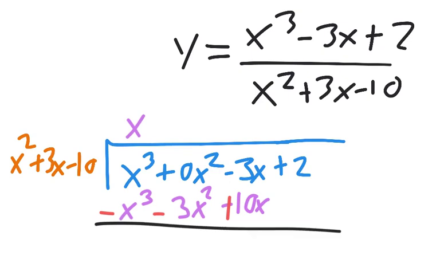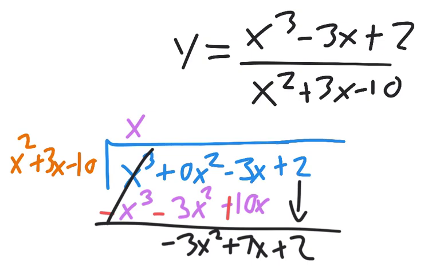Now, x cubed minus x cubed is 0. If you do long division and that first term doesn't cancel, you messed up. That's the whole point. That's what you're trying to do, is make it match. So if it doesn't go away, you've done something wrong. Just know that. Okay. Now combine. 0x squared minus 3x squared is negative 3x squared. Negative 3x plus 10x is positive 7x, and we're going to bring down the positive 2.